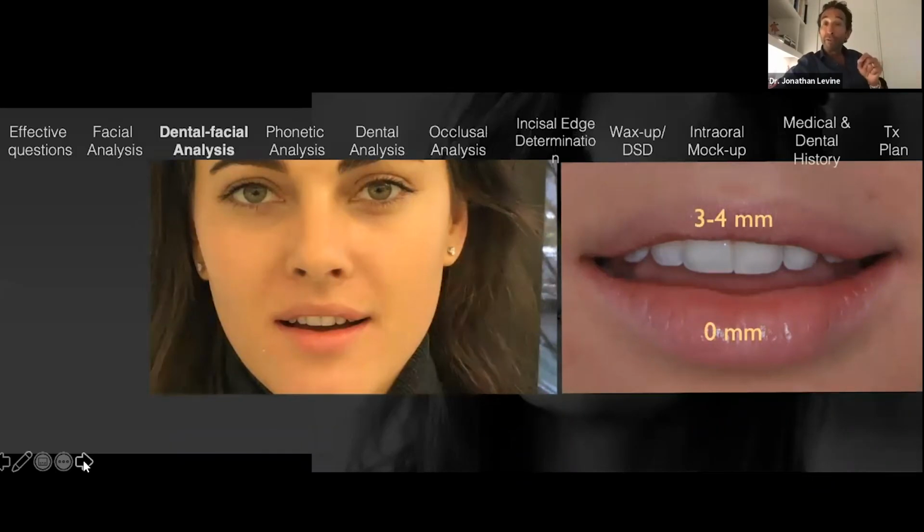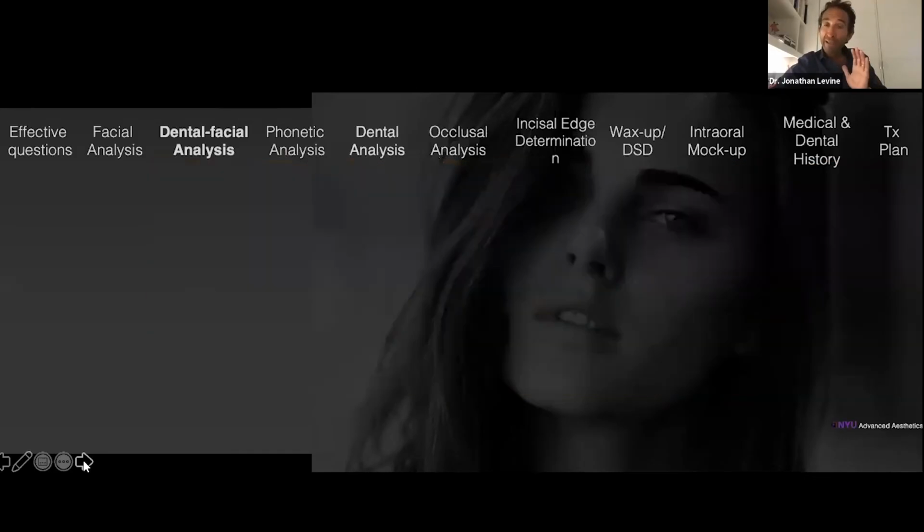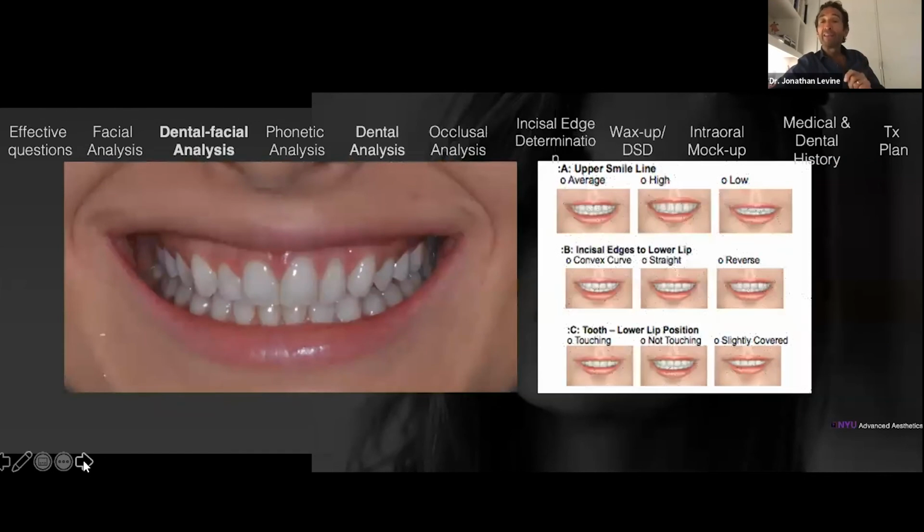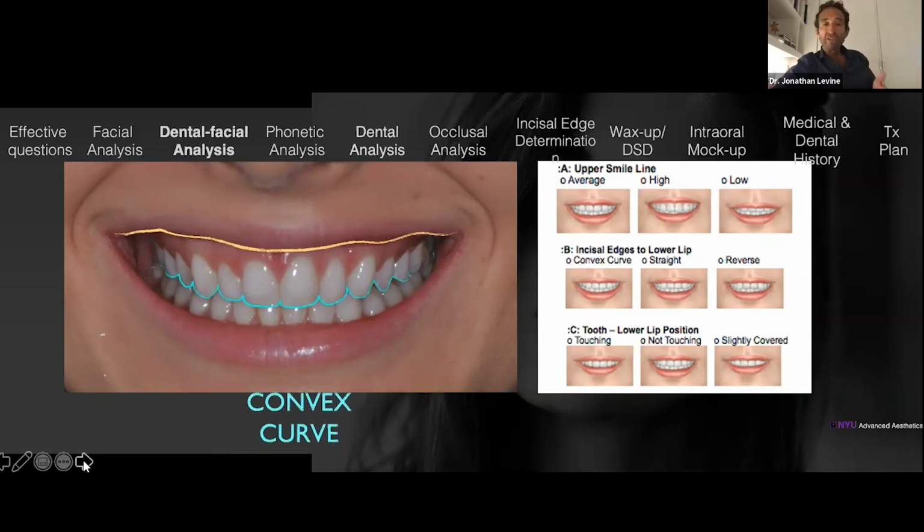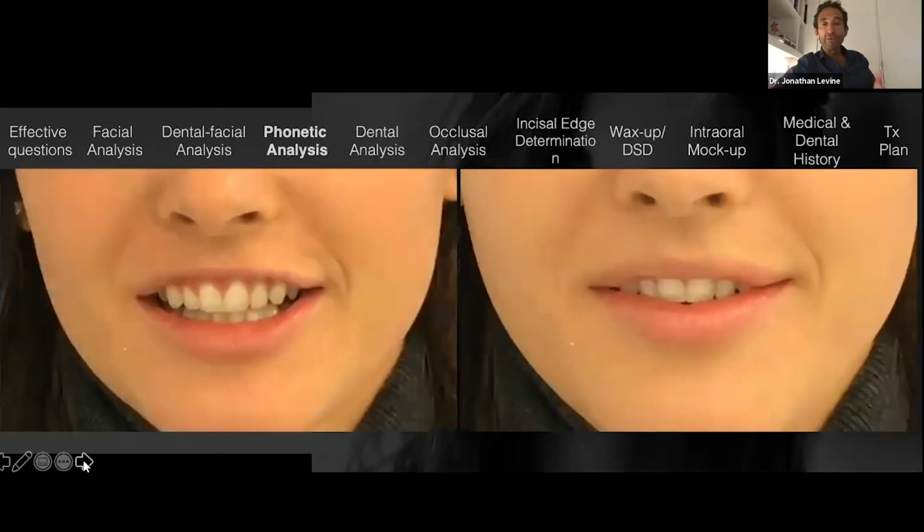So 3 to 4 millimeters incisal edge exposure is very good. But the teeth look small. The teeth look small because they're a little bit set back. And we saw that in the Ricketts E-plane. That was a concave profile. High smile line, and you can see what's happening here with the asymmetries. High smile line, convex curve, and not touching. Great. Let's keep going through the aesthetic evaluation form.